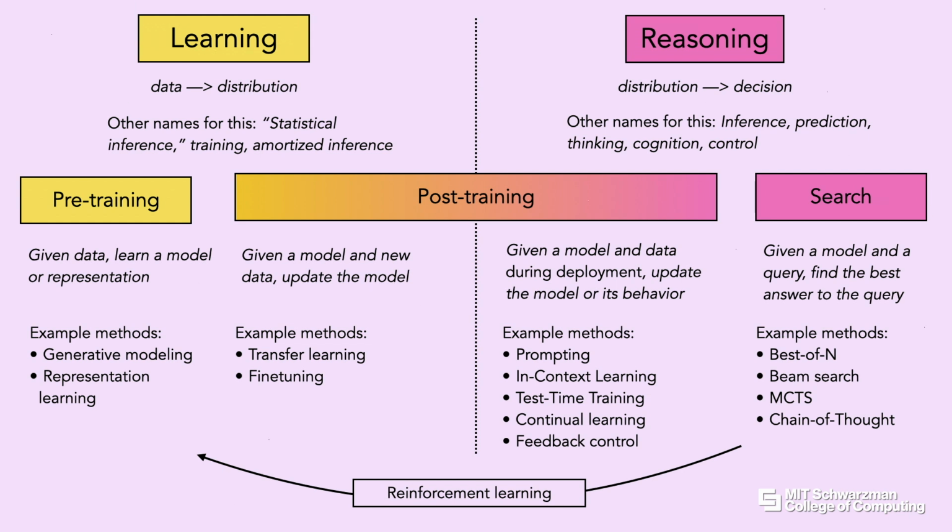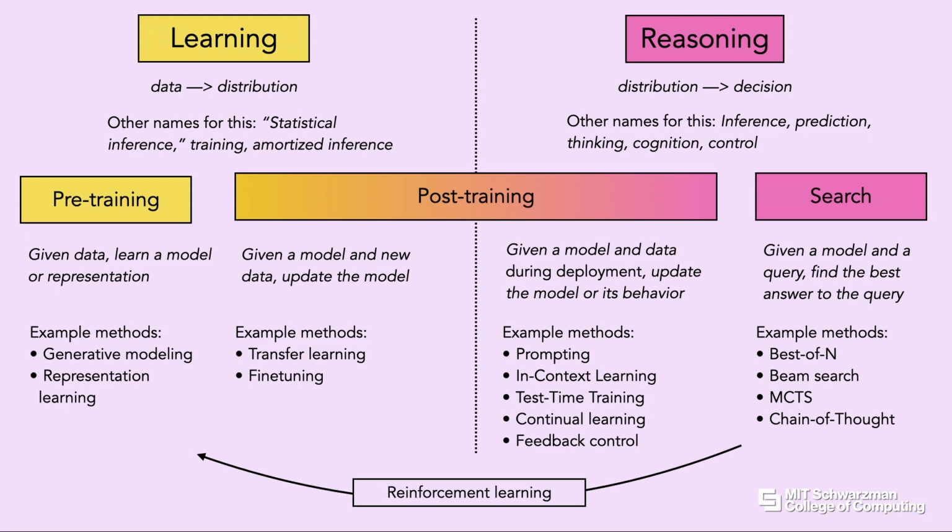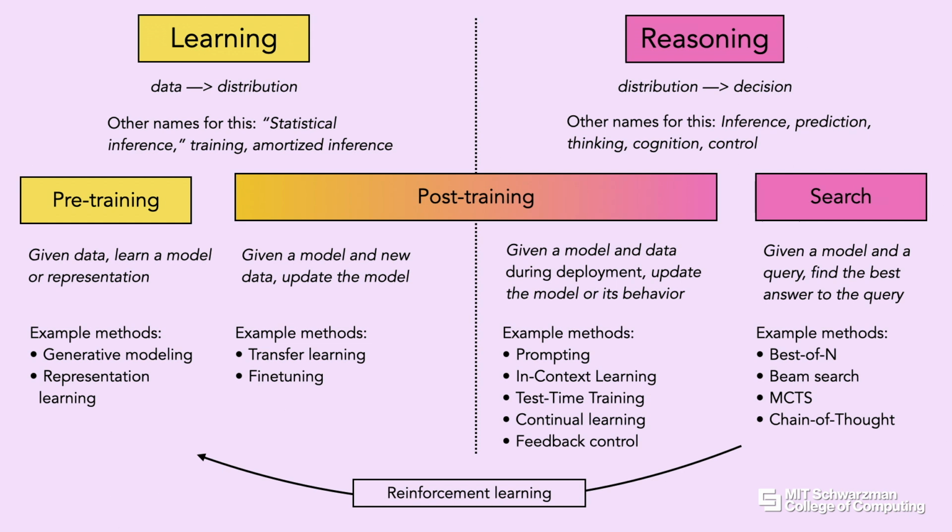Those include methods like taking a model and updating it, so transfer learning and fine-tuning, or at deployment time, you can also update the model. You can do things like in-context learning, where at deployment time you provide some context to help guide what the model will do. So the model's behavior is being manipulated and updated by that context, but that context is provided at test time, not at training time.